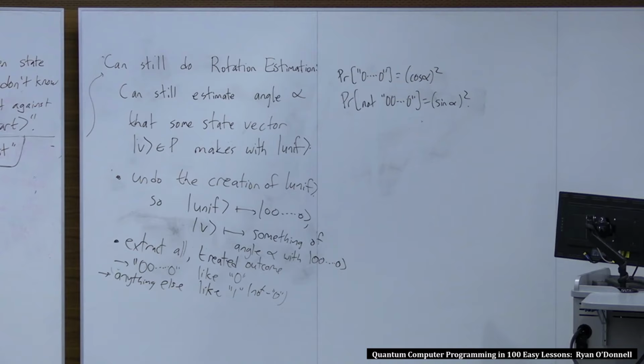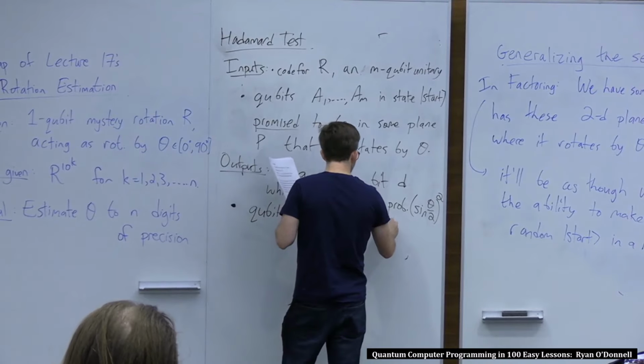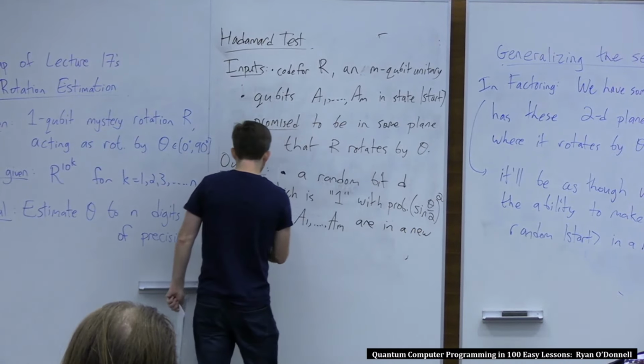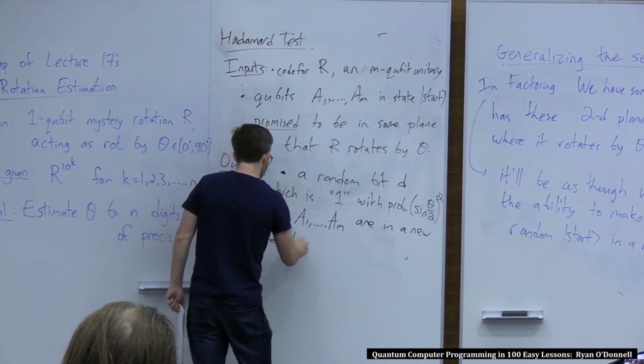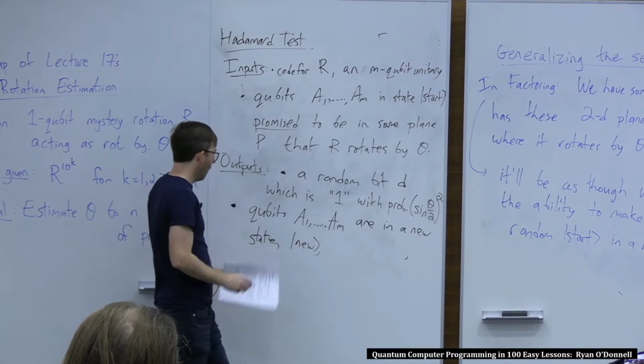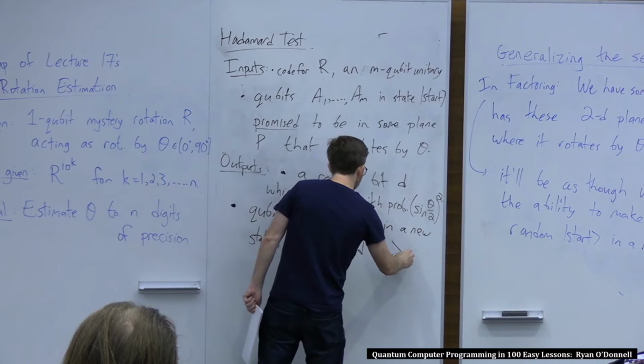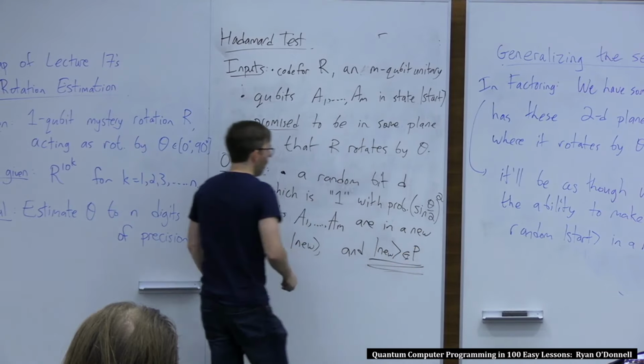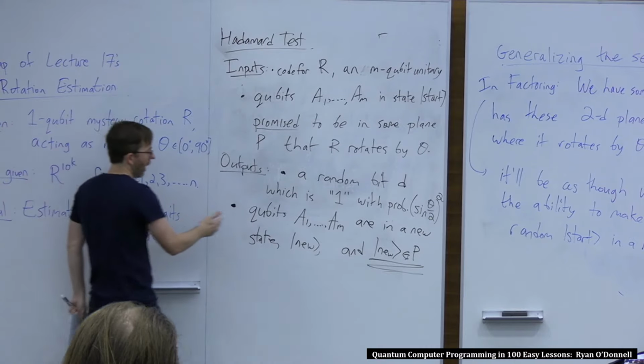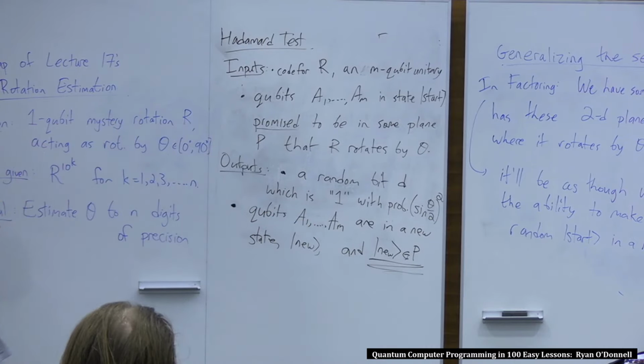But moreover, besides spitting out this random bit, which is towards solving this problem, the qubits A1 through AM are not deleted. They remain, and they are in a new state. Their state will change. I'll call this new state ket new. But the key point is that ket new is in P. So this leaves the qubits A1 through AM alive, and it does change their state, but their new state is some other vector, which is also still in P.